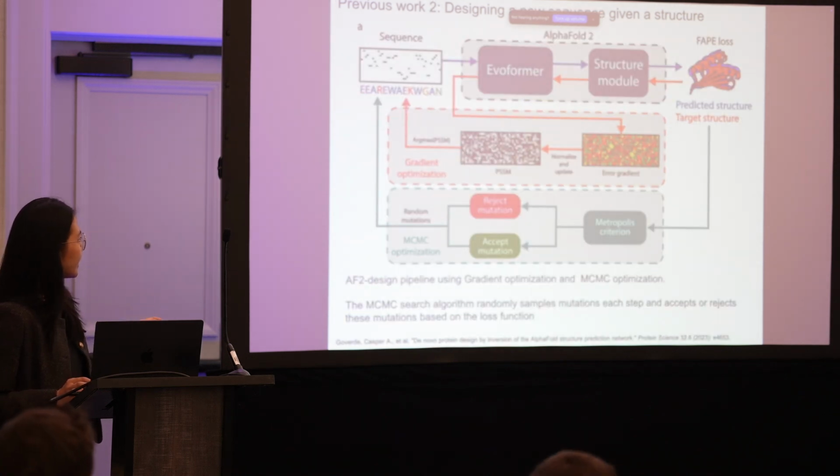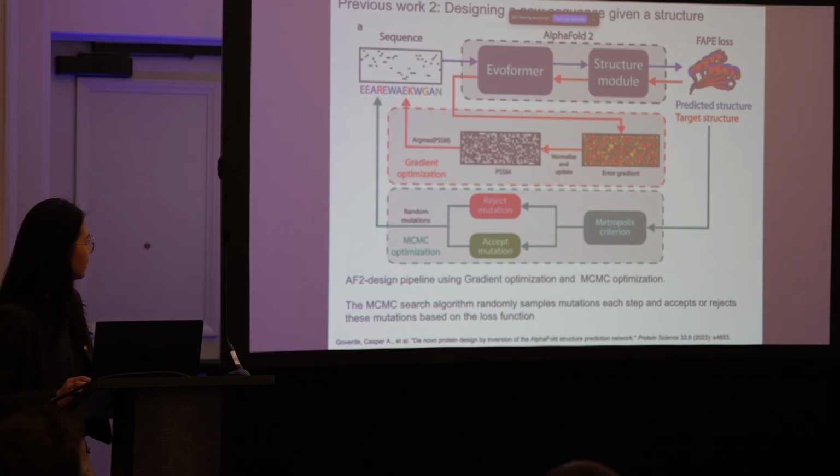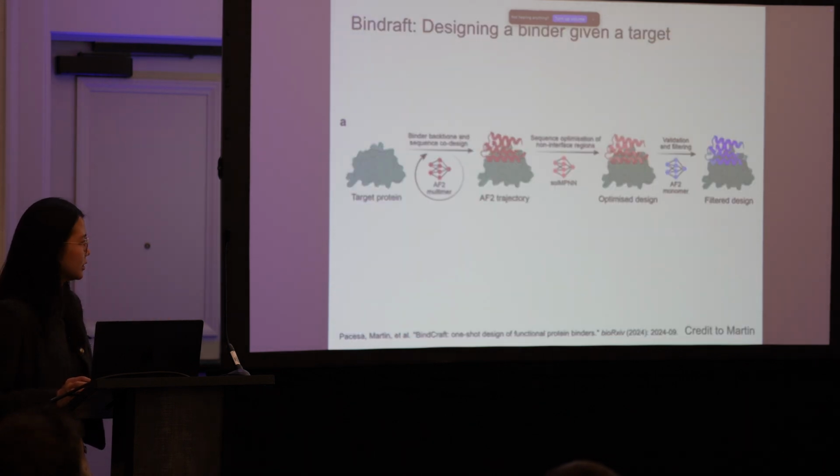And this is the second application, using AlphaFold 2, also generating the sequence for your desirable structure. In this case, they use not only gradient optimization but also MCMC optimization, which is making a single mutation and deciding whether to accept or reject it based on your loss function. If your loss is going up, you want to reject the mutation, but if your loss is going down, you want to accept the mutation. So it's a combination of gradient optimization and MCMC optimization.